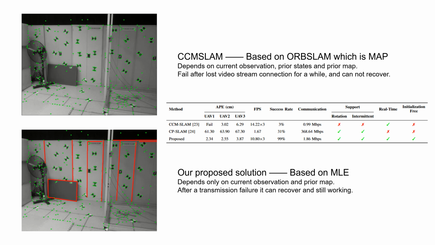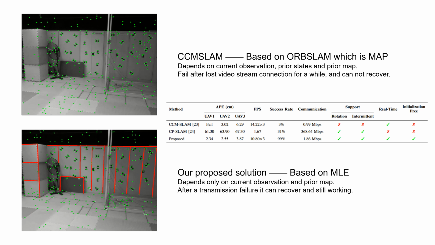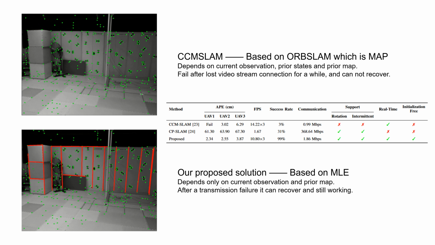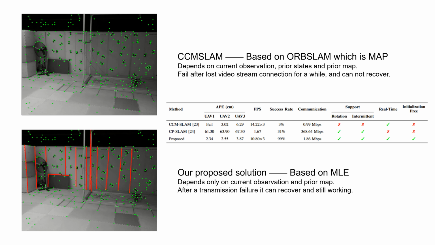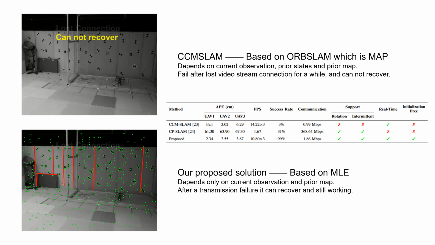A key issue with CCM-SLAM is its reliance on map-based estimation from the backend, or BSLAM, making it vulnerable to intermittent connection losses. Our method uses MLE-based estimation, allowing drones to recover after a 2-second dropout, ensuring resilience in real-world conditions.